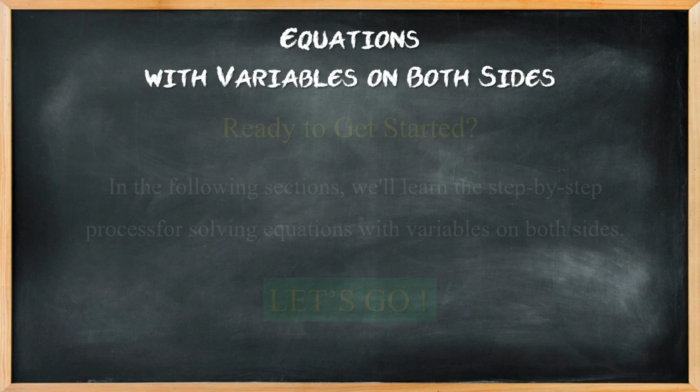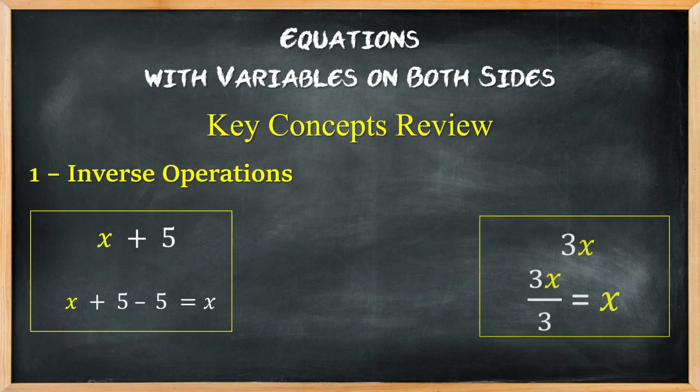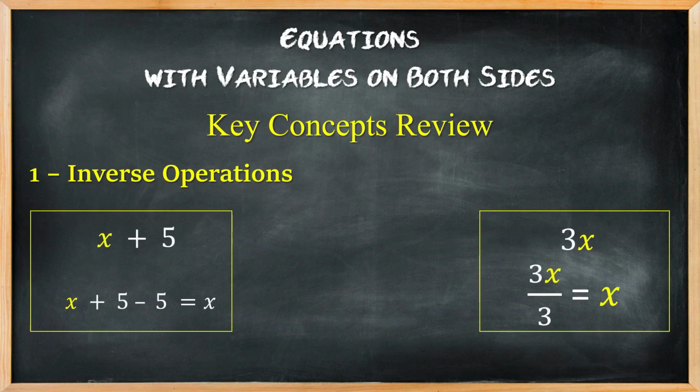Before we solve equations with variables on both sides, we need to review two essential concepts that form the foundation of algebraic problem solving. First, let's review inverse operations. Inverse operations are mathematical operations that undo each other, like addition and subtraction, or multiplication and division. For example, if we have x plus 5, we can undo the addition by subtracting 5.